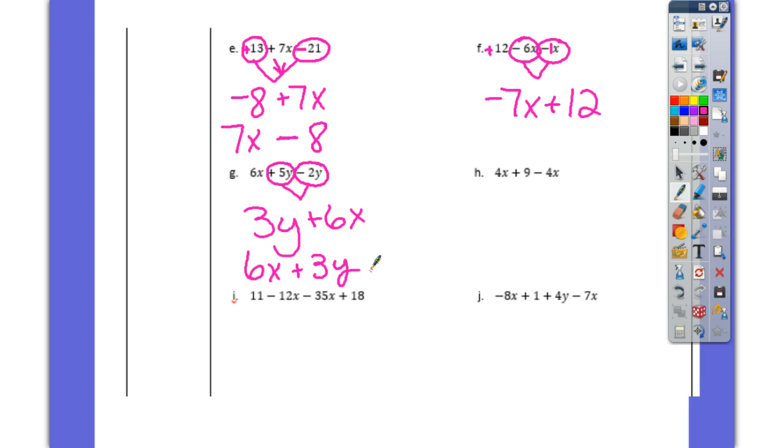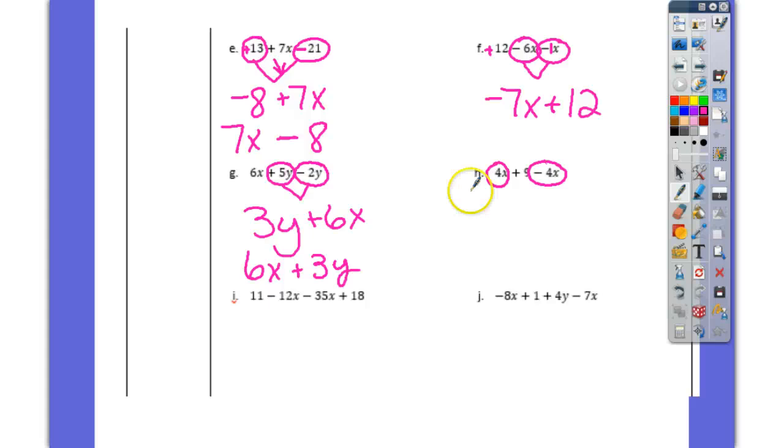Let me see what you get for H. Hold up your answer. Here we combined our 4x minus 4x. So do you still want to stick with that answer that you held up? What is 4x minus 4x? What do you get?